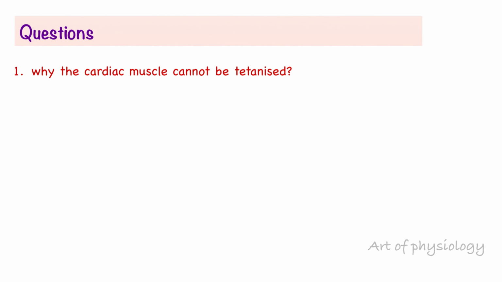Why can the cardiac muscle not be tetanized? Yes, cardiac muscle will not get tetanized. All other muscles will be tetanized. Why? It is because of the longer refractory period. Cardiac muscle has a very long refractory period, so that is why it will not be tetanized.